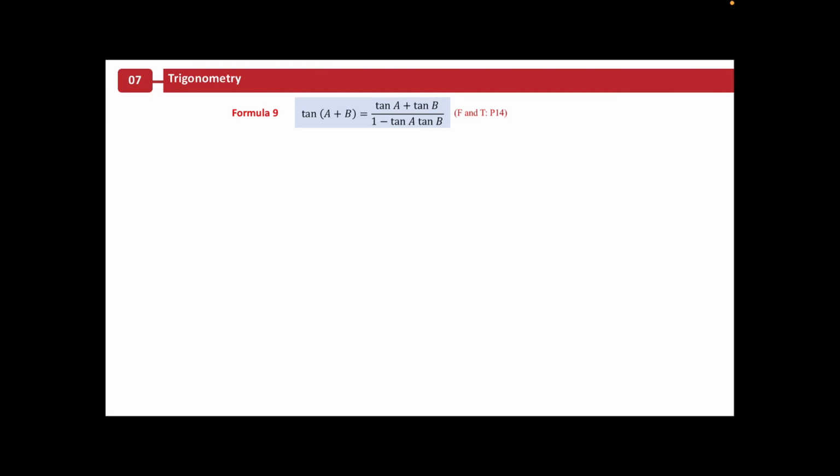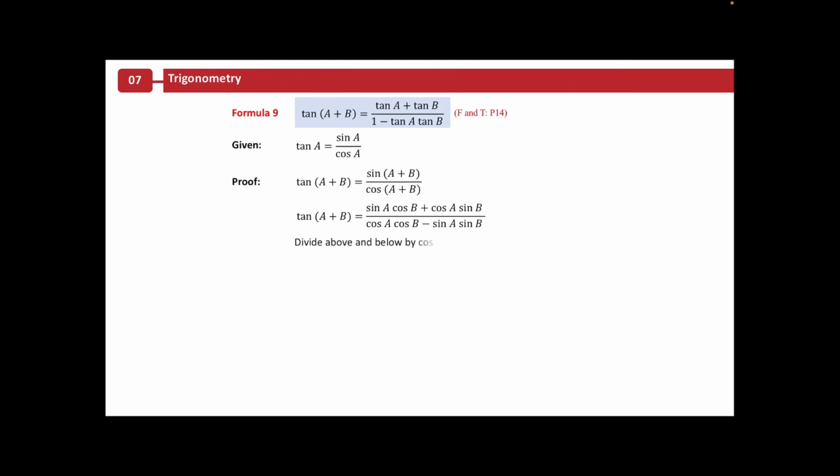Formula 9. Prove that tan A plus B equals tan A plus tan B all over 1 minus tan A tan B. We're given that tan A equals sin A over cos A. Therefore, tan A plus B equals sin A plus B over cos A plus B. And so tan A plus B equals sin A cos B plus cos A sin B over cos A cos B minus sin A sin B.